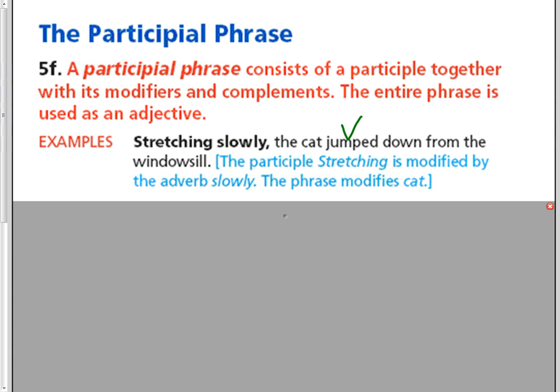Jumped is my main verb. The cat jumped. But this stretching slowly, notice, has a participle at the beginning. It ends in ing, so it's a participial phrase describing the cat.